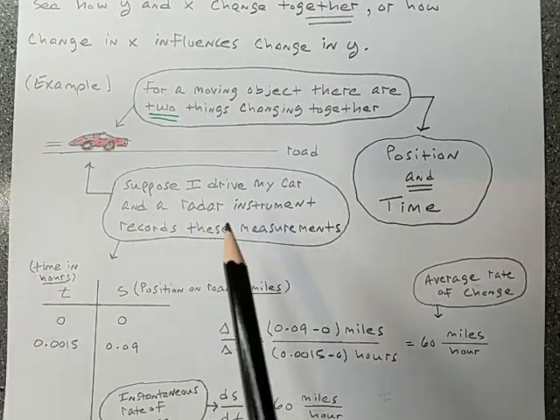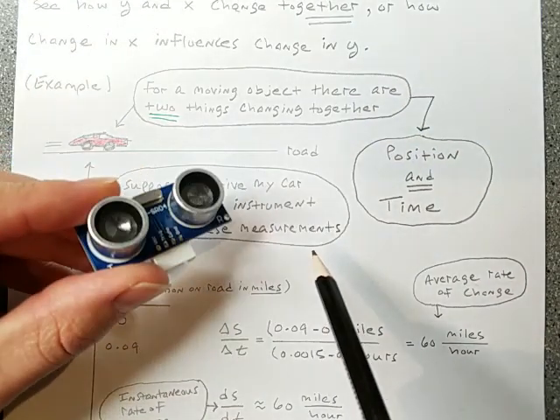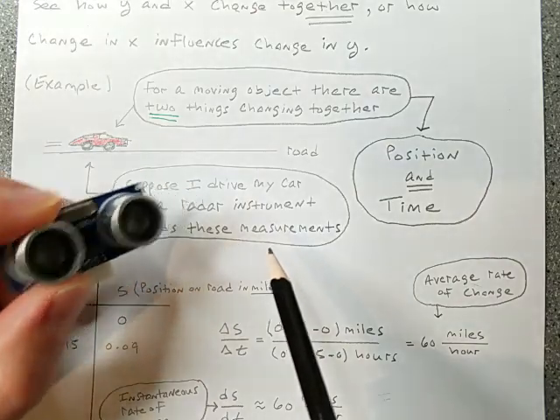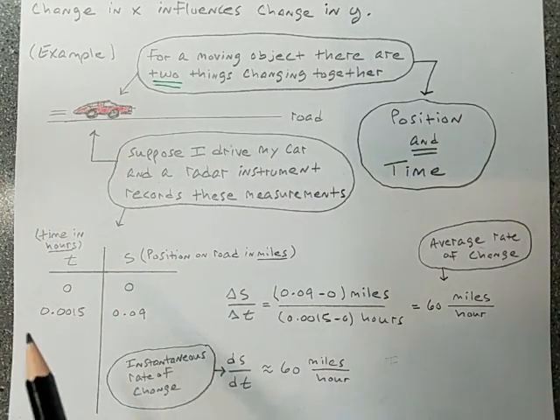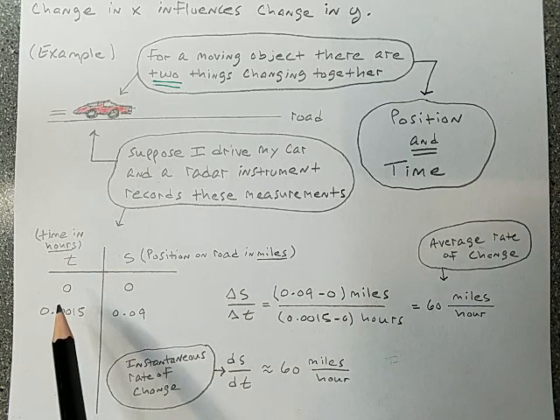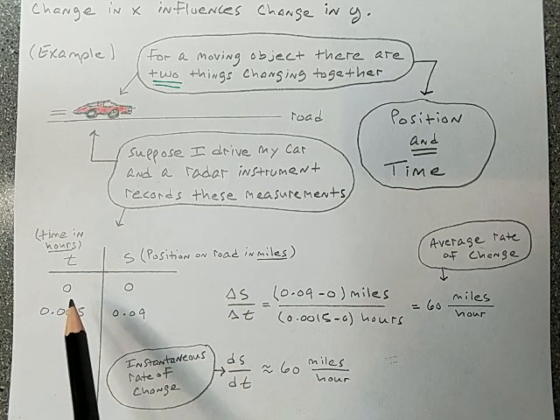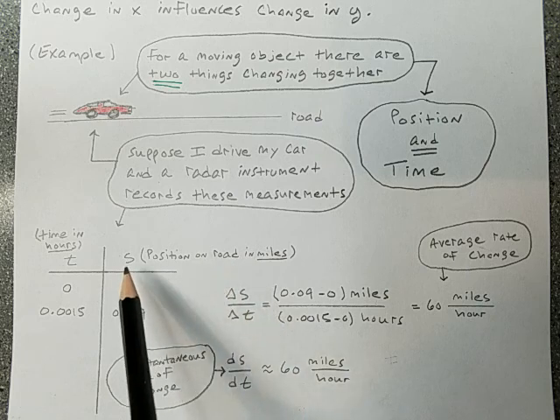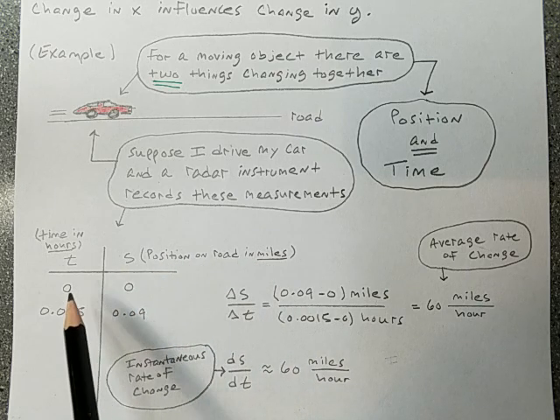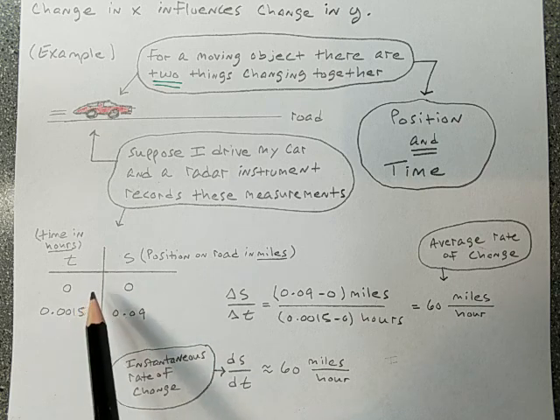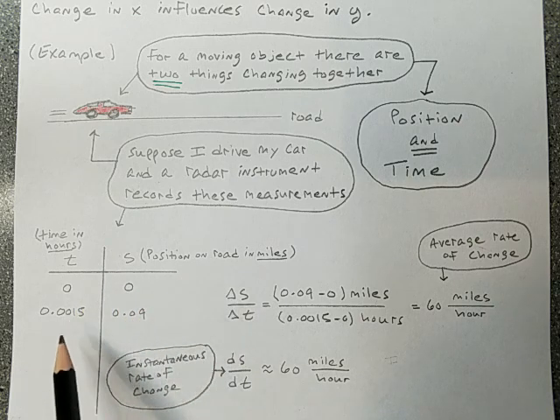Suppose my little measuring instrument and circuit that I make and computer program that I write record these measurements. At time t equal to 0, we'll make that the time of our initial measurement, the position s in miles on the road is 0. So in the beginning, you're at time 0 and position 0.